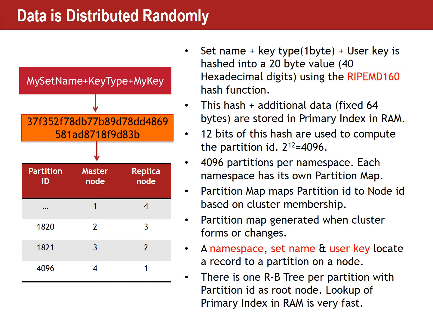So the partition ID is a deterministic calculation, and that can be done at the client library level. The partition allocation as to which node is a master for which partition and which node is a replica for a certain partition is decided at the time the cluster forms and is indicated to the client library when the client library polls each node.